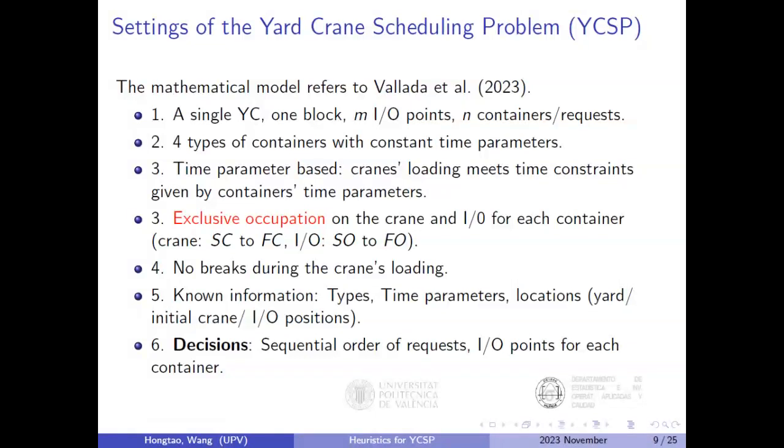And what we know about the request: we know the type, as we told before, we have 4 types. We know the time parameter. Each container has a unique time parameter. We know the location of the container, a coordinate with x, y, z. And for one request, we must know the origin and the destination. So for each container, we have two locations, both of them known. And also we have the positions of the initial cranes and the positions of all input-output points.